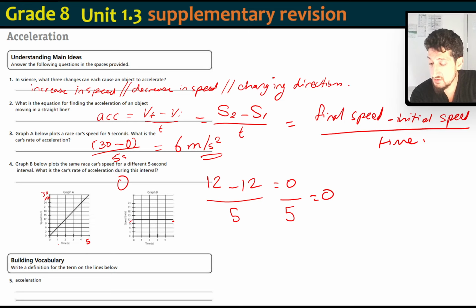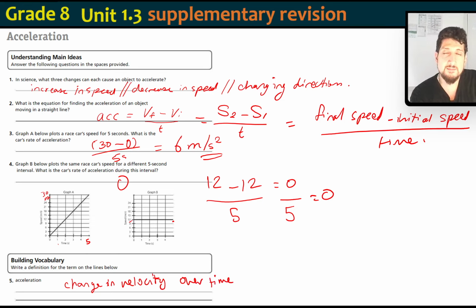Okay, and finally, the definition of acceleration. What is the definition of acceleration? Acceleration is change in velocity over time. Change in speed over time, yeah, but officially it's change in velocity. Velocity is speed and direction, and acceleration does have a direction because it's a vector quantity. So officially it's change in velocity over time. That is the official answer.